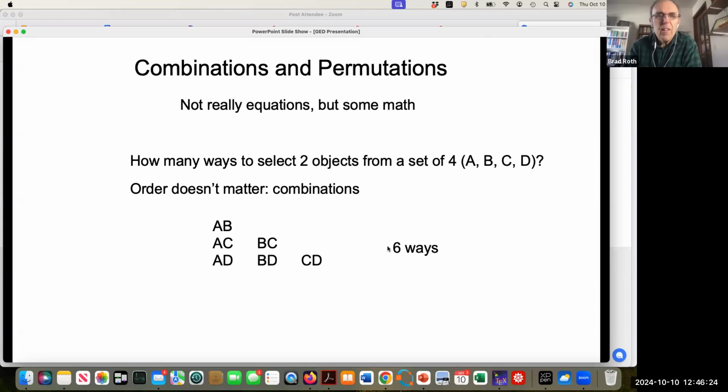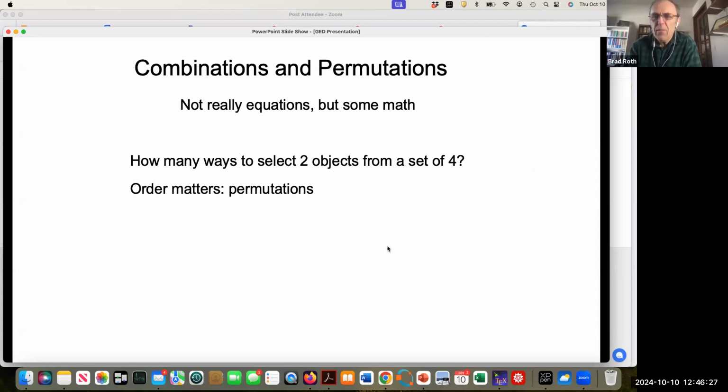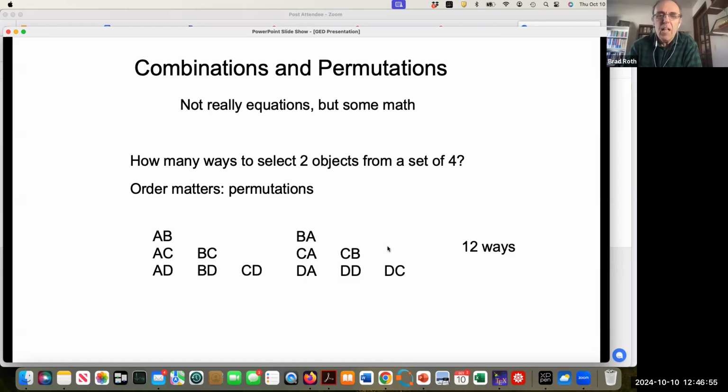Now, what's a permutation? Permutation is when the order does matter. So for instance, you have 4 people in a club. They want to select the president and the vice president. Well, the first person they select is the president. Second person is the vice president. So if they have A, B, C, D as their 4 choices, they could take A as the president and B as the vice president, or B as the president, A as the vice president. Those are now different. So if order matters, you're dealing with permutations. Again, you could list them all out, but now you list the original 6 and then you switch the order and you get another 6, you get 12 ways.